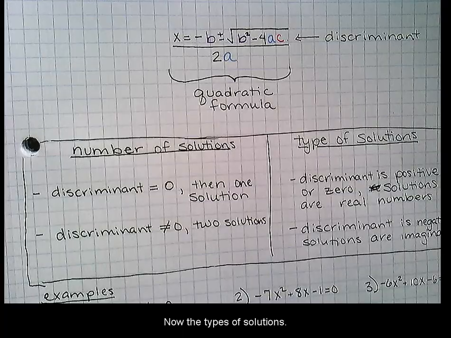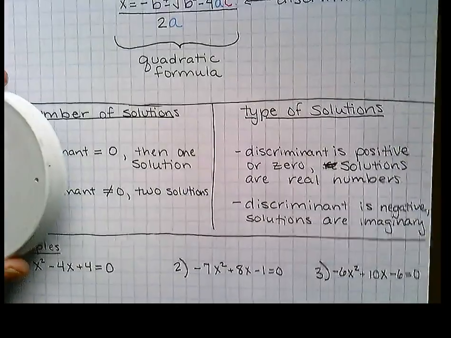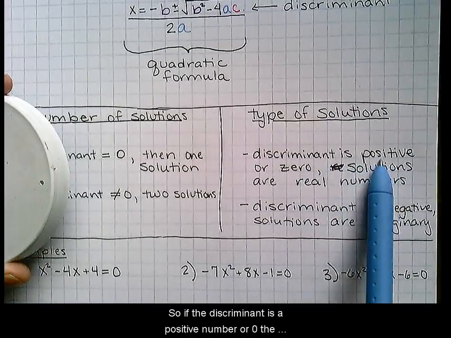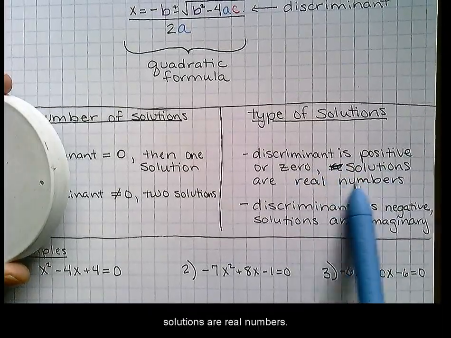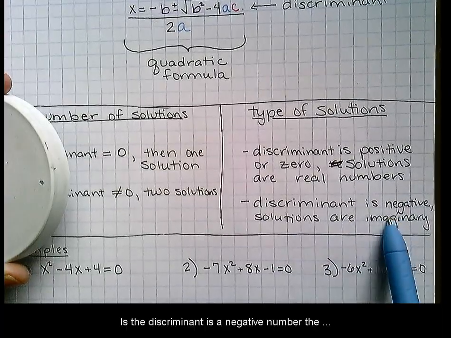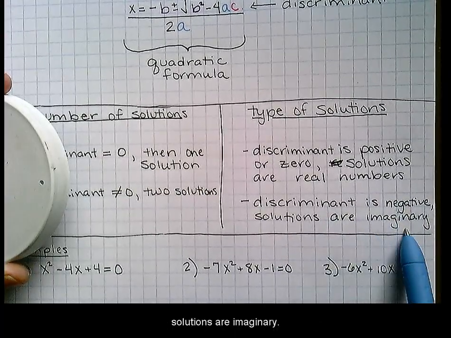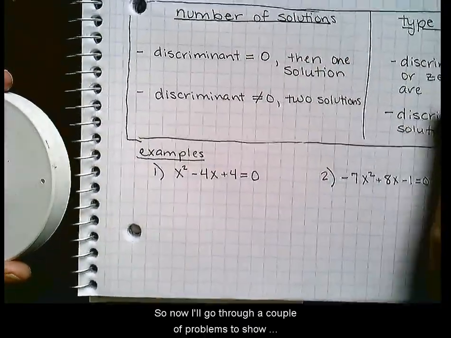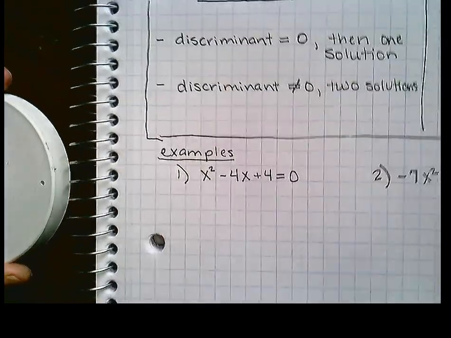And now the types of solutions. So if the discriminant is a positive number or 0, the solutions are real numbers. If the discriminant is a negative number, the solutions are imaginary. So now I'll go through a couple of problems on how you will use the discriminant.